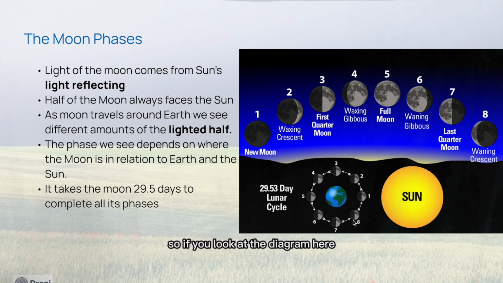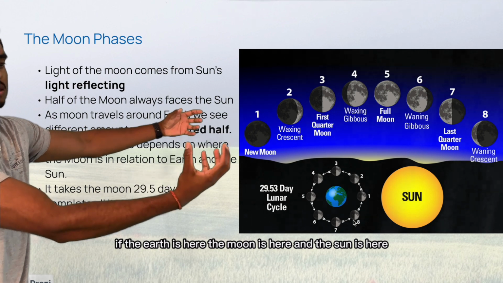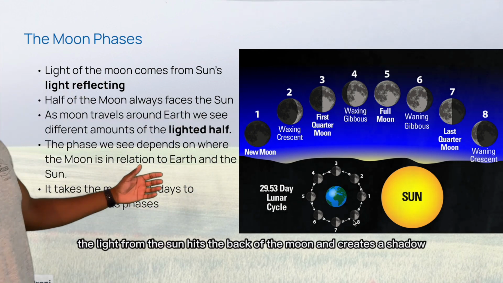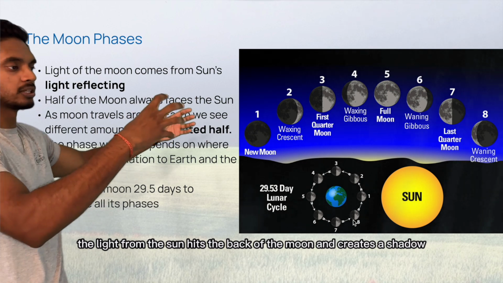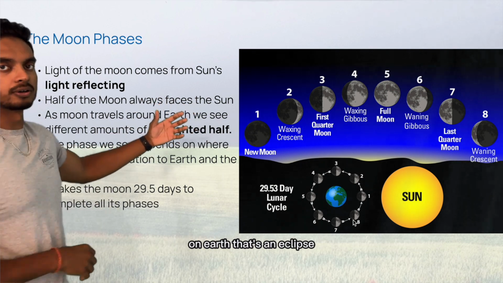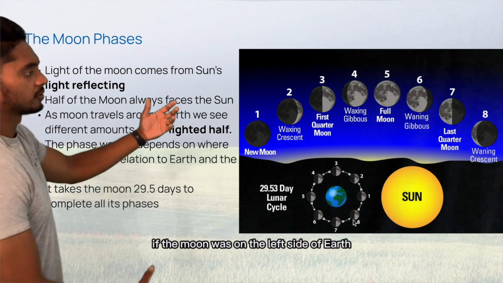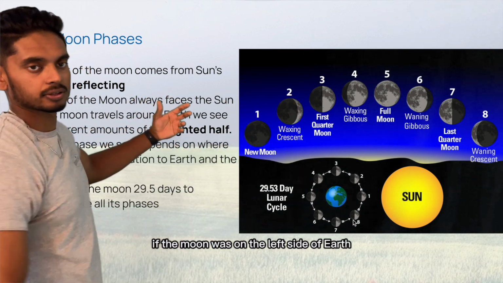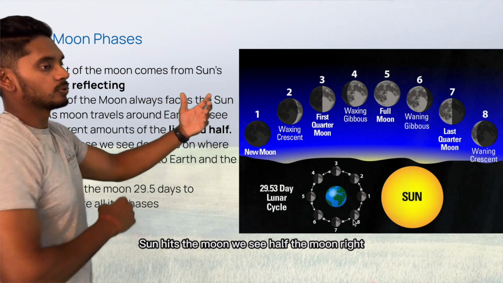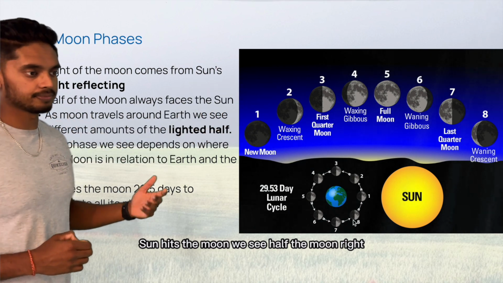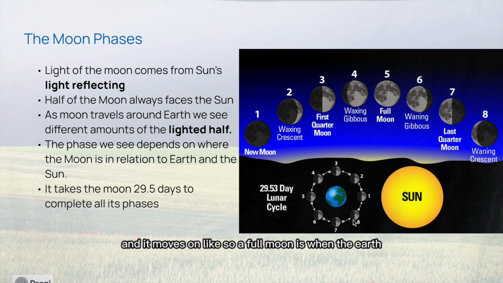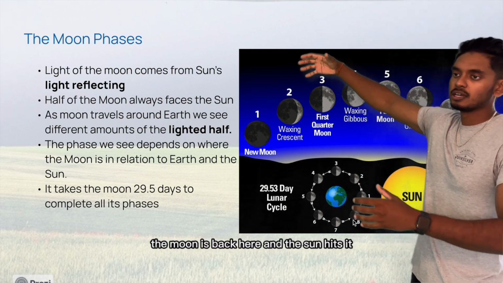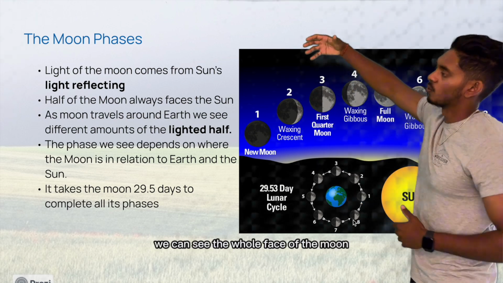If you look at the diagram here, if the Earth is here, the moon is here, and the sun is here, the light from the sun hits the back of the moon and creates a shadow on Earth. That's an eclipse. If the moon was on the left side of Earth, the sun hits the moon, we see half the moon, and it moves on like so. A full moon is when the moon is back here, and the sun hits it, and we can see the whole face of the moon.